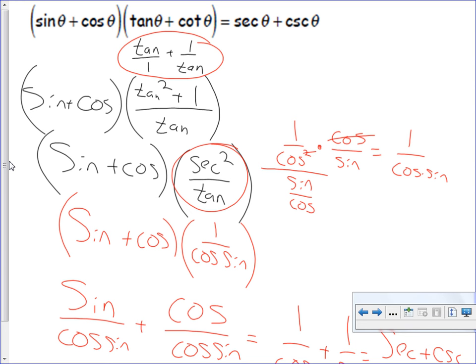I have tangent then. This fraction needs it, so you get tangent squared. This one didn't, so it was a 1. Tangent squared plus 1 is secant squared.